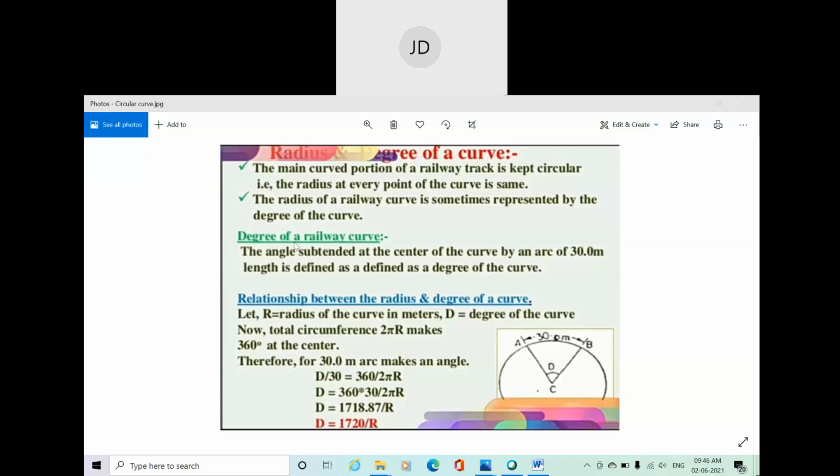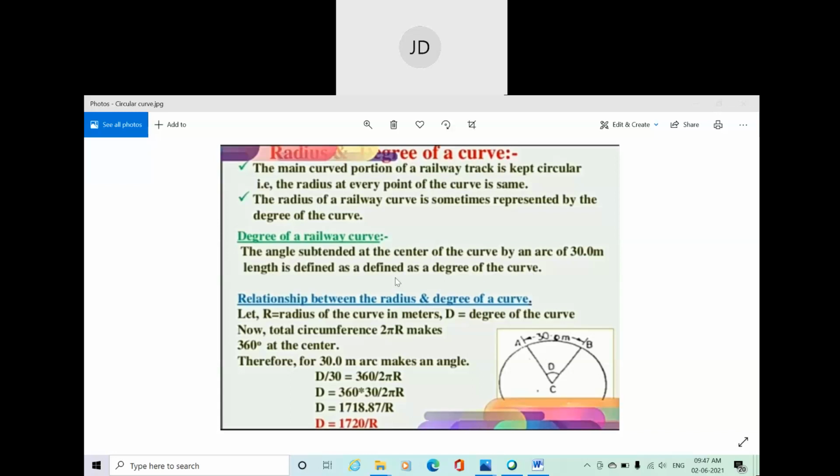Anyway, when it comes to degree of a railway curve, the degree of a railway curve is basically defined as the angle subtended at the center of the curve by the arc of 30 meter. Here you can see the 30-meter line. Sometimes 30.5 is also used in different books. In some books 30 meters is given, in other books 30.5 is also given. So don't get confused, you can adopt either one.